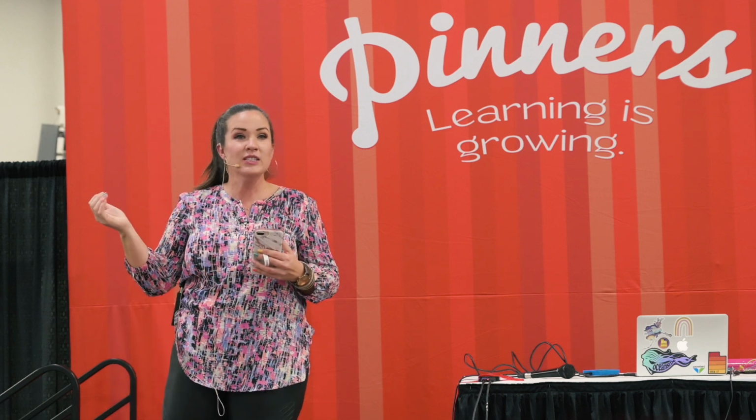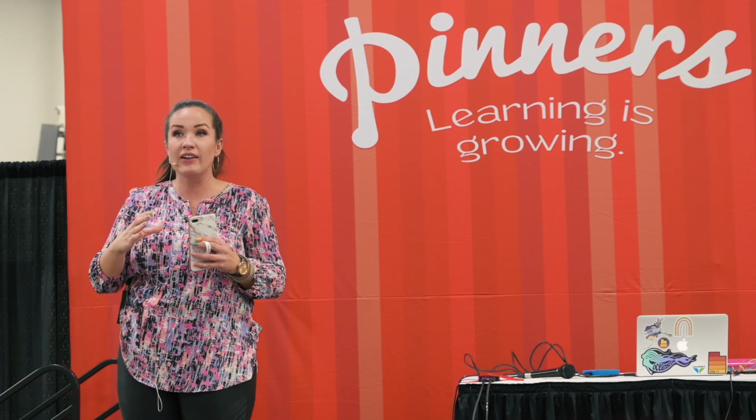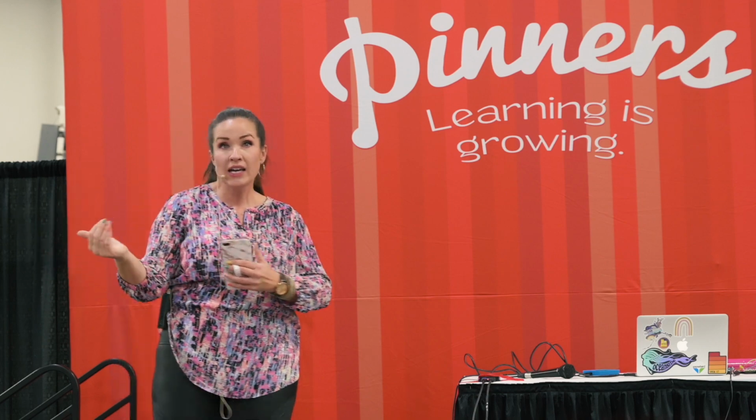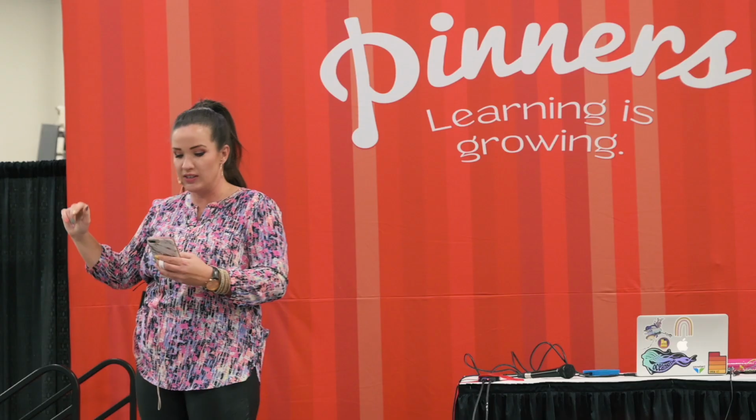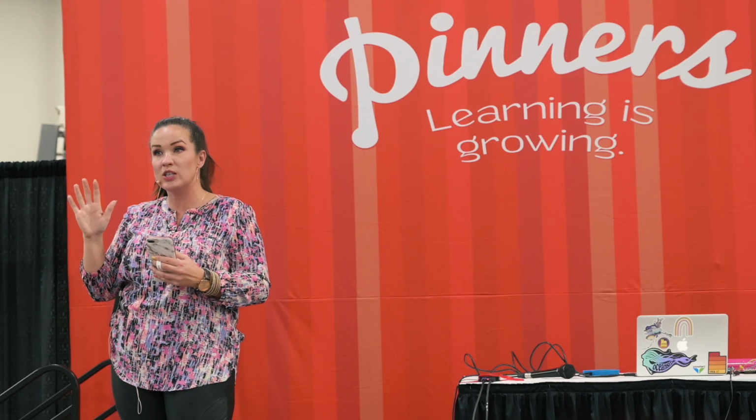Okay, each of these pieces of the exposure triangle has something called a brick wall. Like Wile E. Coyote is running along and he slams his whole body into this brick wall. So it's this limitation. What I was talking about, that film noise, that's the limitation that you'll get if you go too high on your ISO. You'll start to introduce this film noise, okay? Sort of this readiness in the shadows. So we'll talk about each brick wall.